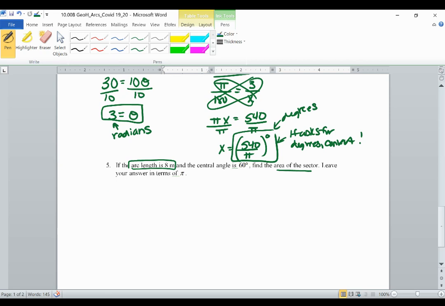Well, let's see. Our formula for the area of a sector is 1/2 r squared theta. So in order to find the area, I need to know the radius, and I need to know the central angle in radians. I know the central angle is 60. Well, easy enough, I can convert that to radians. I need the radius as well to find the area. I'm not given the radius. So in order to find the area, we need the radius.